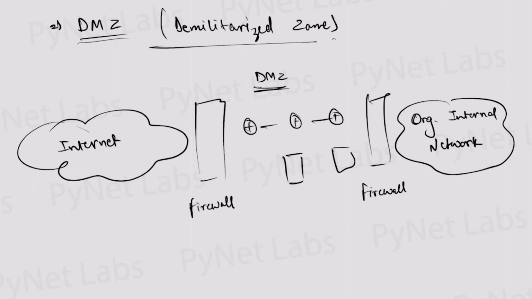So what you do is you put a public website, or let's say a public server which should be accessible over the internet, in your DMZ zone. By ensuring this, you are giving better security to your internal network, so that whatever sensitive information is there can be kept secure in your organization's internal network, where anything from the internet cannot pass easily. So that is a benefit of having a DMZ zone in your organization.